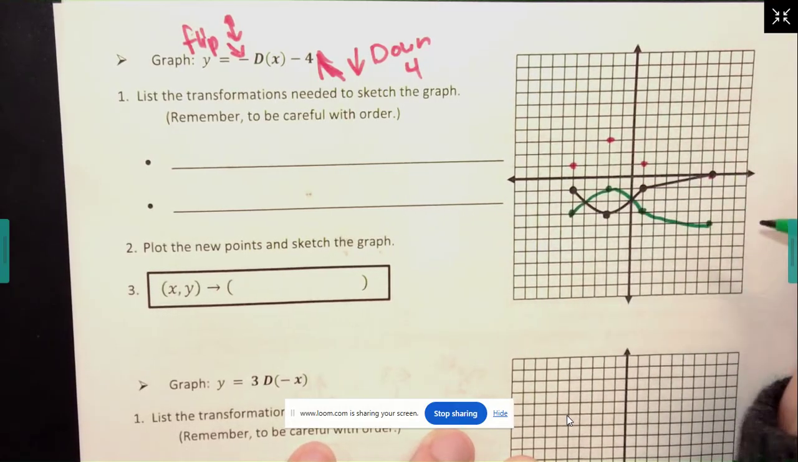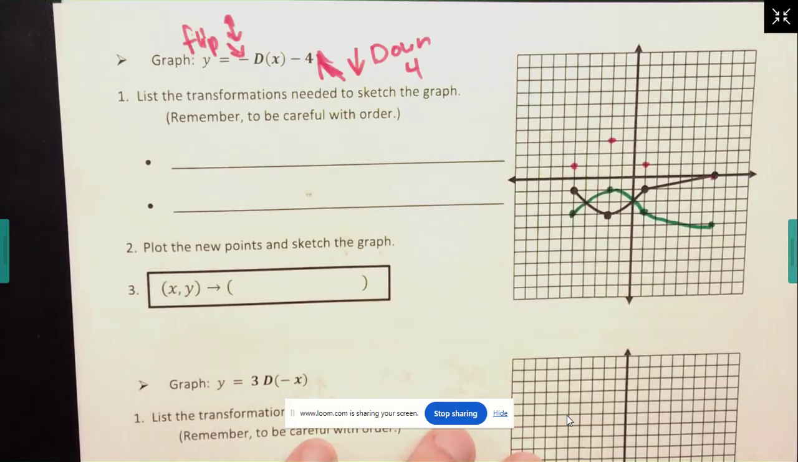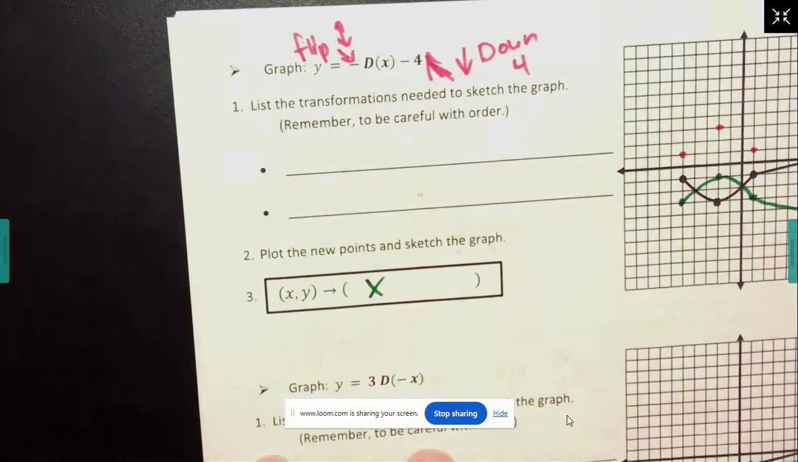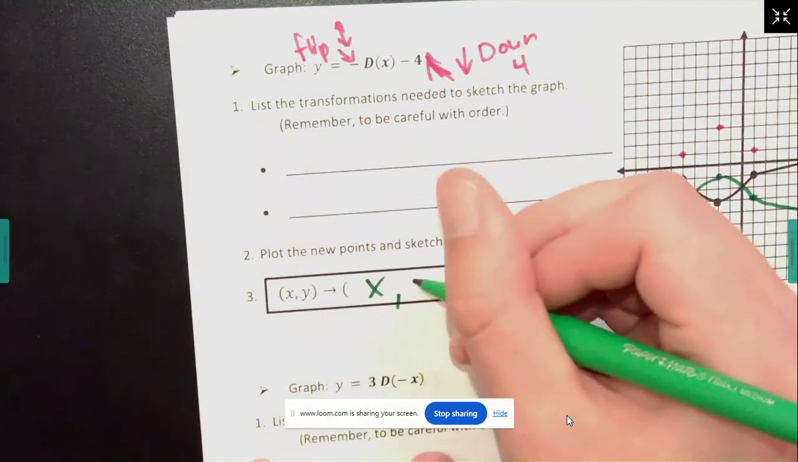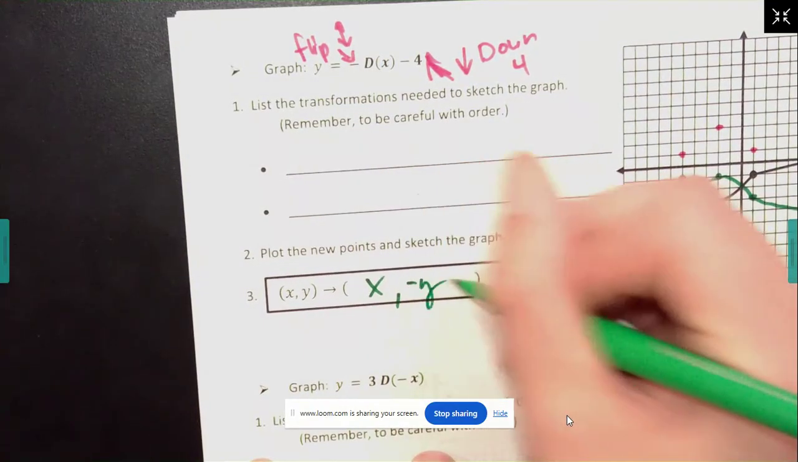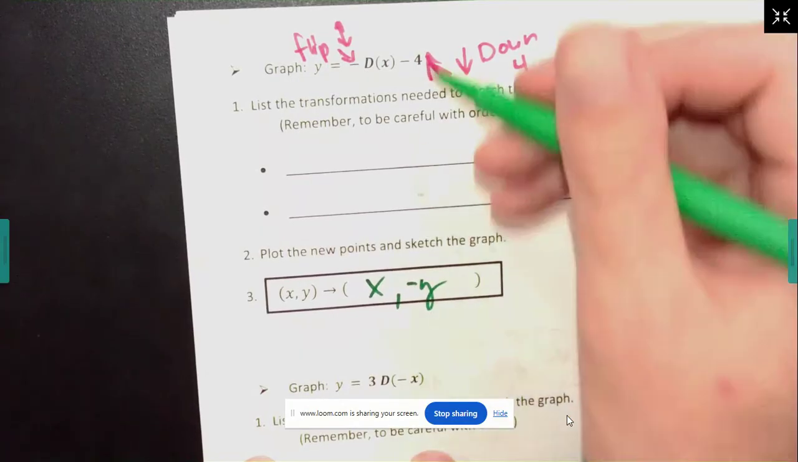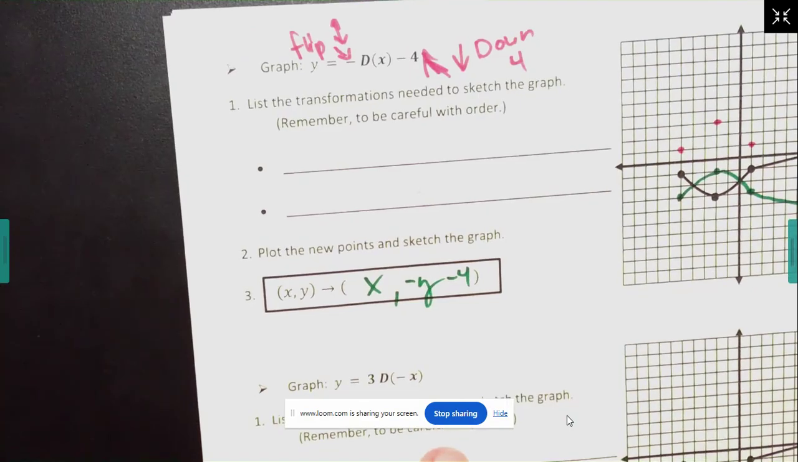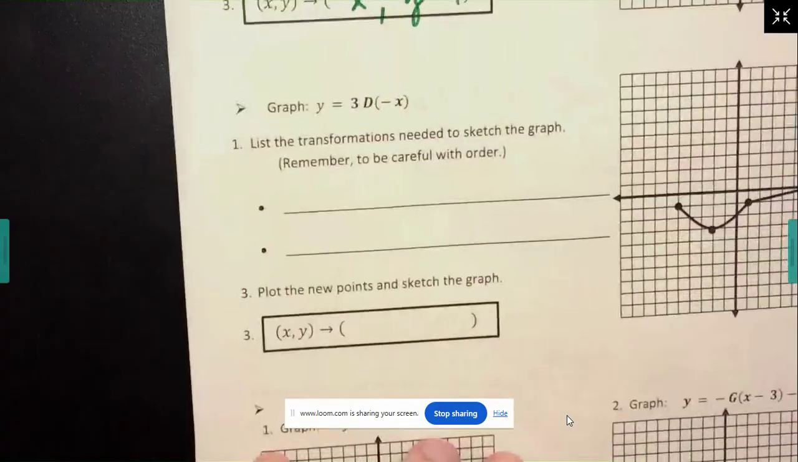Okay, I just flipped it. I just moved it. And since we just did up and down movements, my x stays the same. I change the y to negative, and then I move down 4, so I'll subtract 4 from that.